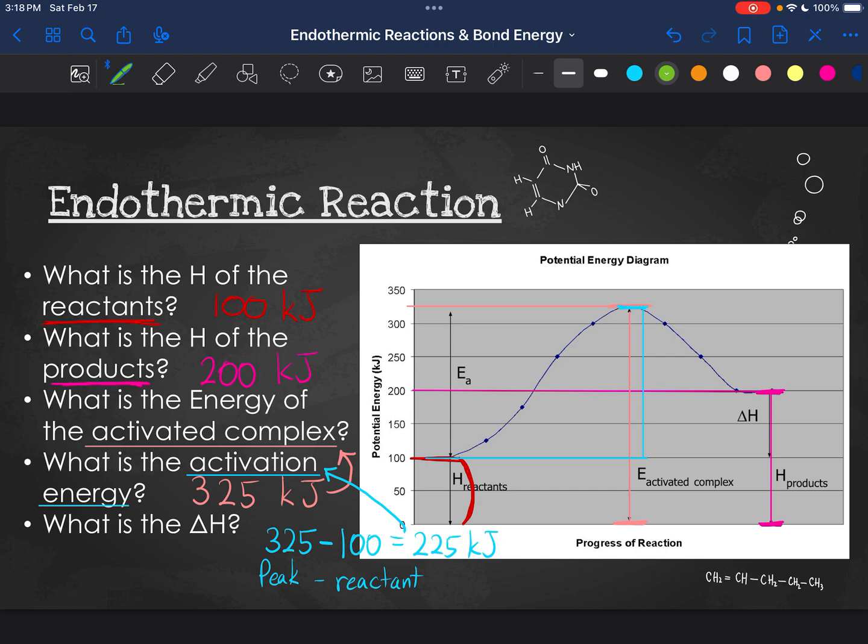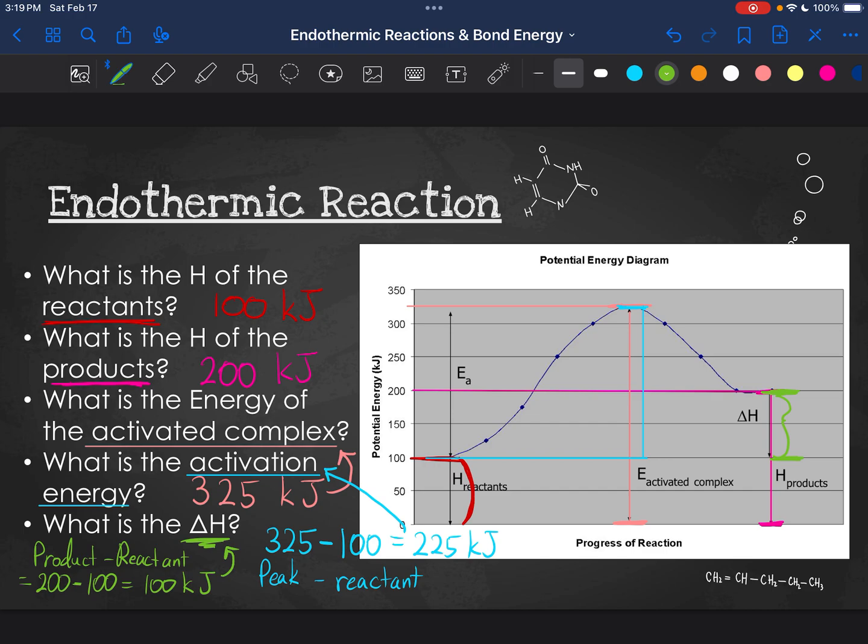Now, last but not least, let's talk about the heat of reaction, or delta H. Always remember, heat of reaction is this area right here, which goes from the product to the reactant. Always do product minus reactant. Now, if we calculate this, the product was 200 minus 100, which will give us 100 kilojoules.